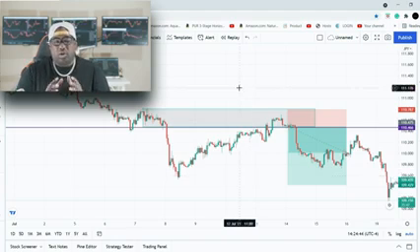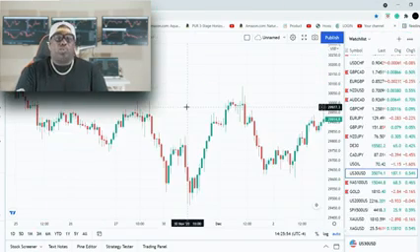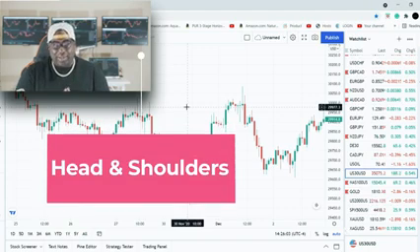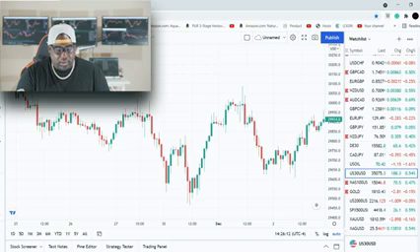So now we are going to talk about how to trade reversals using supply and demand. Now, the reversal pattern we are going to look at today is called a head and shoulders. So right here, this is actually an inverse, so it's turned upside down. So let me show you guys how it looks. So right here, we have the head.